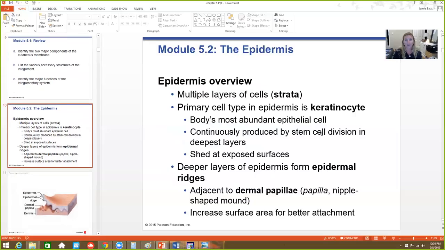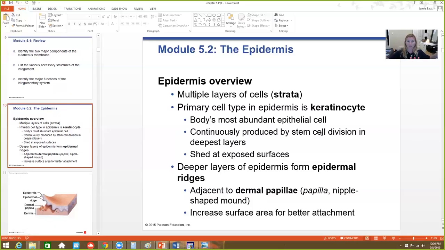So here we go. The epidermis. Quick overview of the epidermis. This is many layers. It's 4 or 5, depending on which area of the body we're talking about. The major cell that makes up this layer is called a keratinocyte. This is the body's most abundant epithelial cell. It's produced by a continuous division of stem cells that are at the deepest layer of the epidermis, and we'll look at how this works. And then at the superficial surface, it's shed. And that's what comes off when you touch your skin.